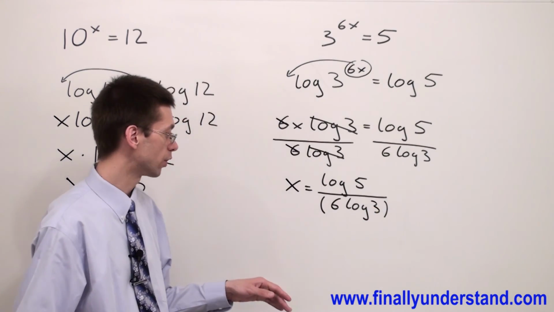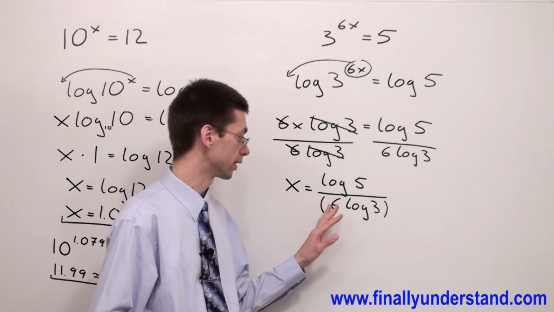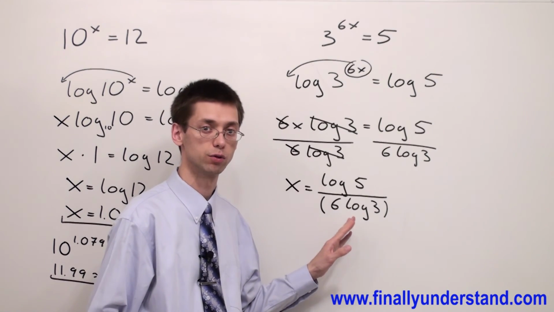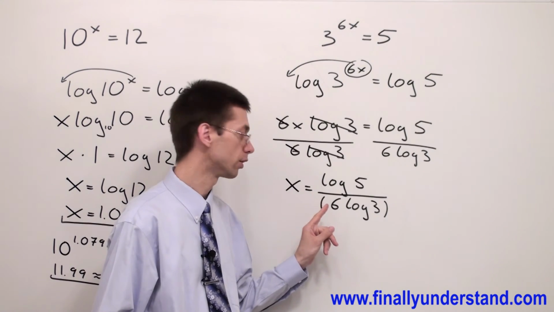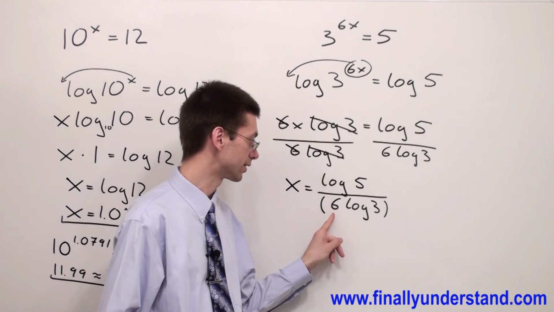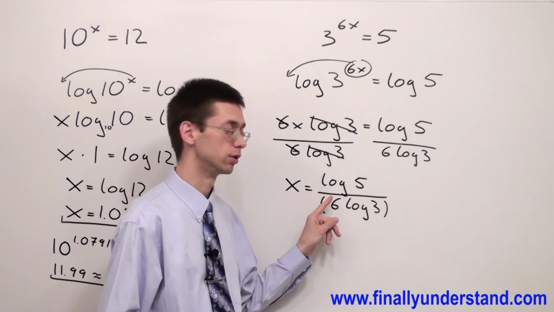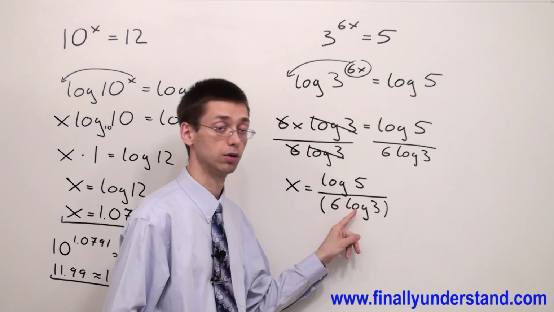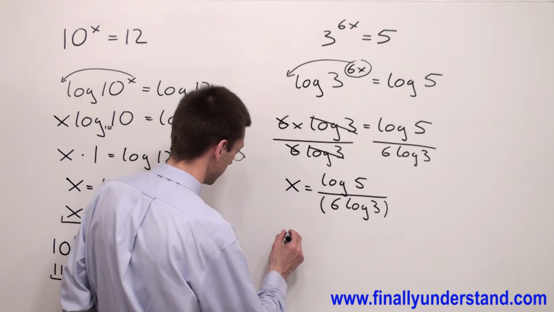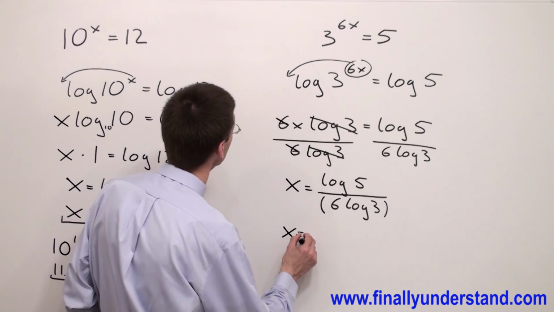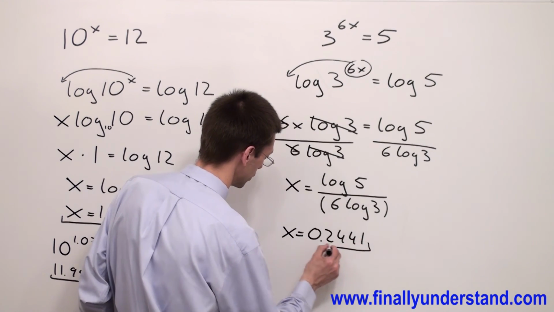Please keep in mind that any time you have more than one term in the denominator, it doesn't matter what operation you are going to perform, addition, subtraction, multiplication, or division, you're supposed to always use the parentheses. Otherwise, your calculator is going to divide log 5 by 6 and multiply everything by log of 3. If you add the parentheses, the calculator is going to divide log of 5 by 6 log of 3. If you plug in these values into the calculator and divide and multiply, you will get the answer. x equals 0.2441, and this is the solution to your problem.